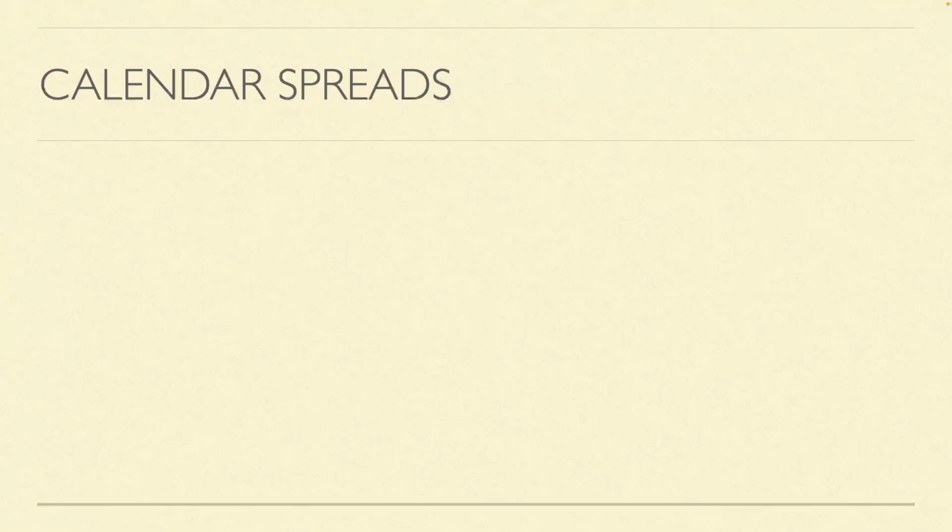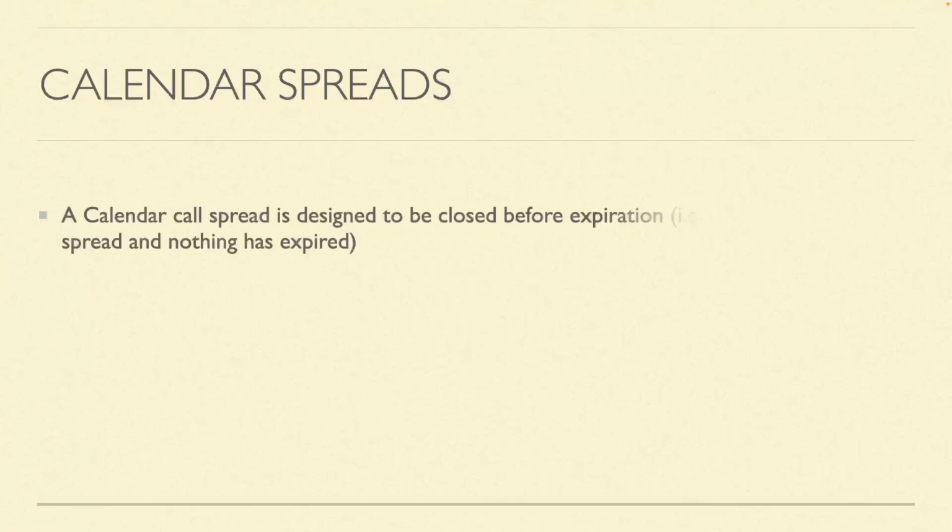Next, we have calendar spreads. A calendar call spread is designed to be closed before expiration. That is, when it is still a spread and nothing has expired. If one of the legs were to expire, then the position would just be a long or short call or put. In this case, a call.